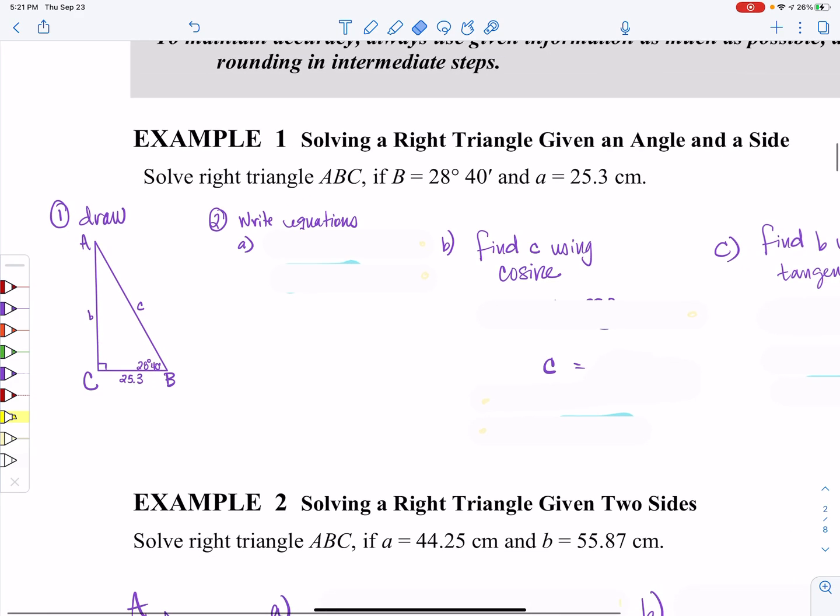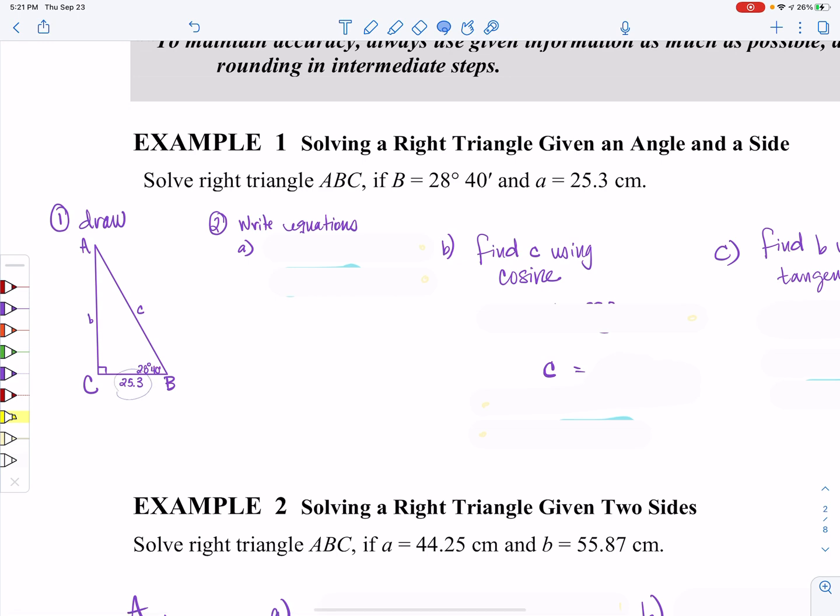I chose my side a here because it's opposite angle A. Remember, a side and an angle that are opposite each other should always have the same name. The angle is uppercase, the side is lowercase. And that's also why I chose side b to be opposite angle B. Side c is opposite angle C.